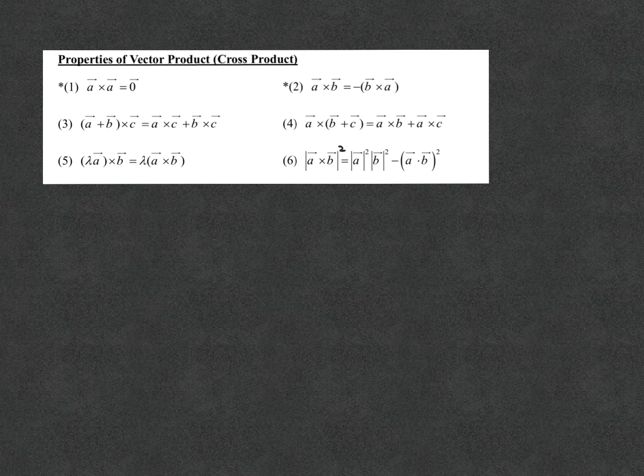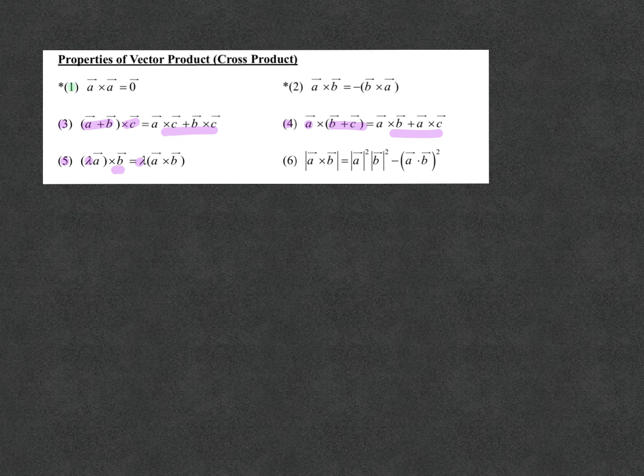Now we take a look at some features of cross product. Basically, the distribution, like number 3 and number 4, having A plus B cross C vector or A vector cross B plus C vector, will be the expansion like we have in the number system. For number 5, when we have a scalar multiplication like lambda A vector cross B vector, lambda can be taken out. Next, we come to one very important feature of cross product, which is A cross A vector will be 0.